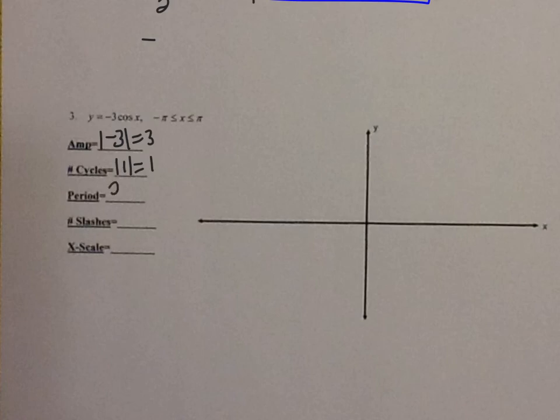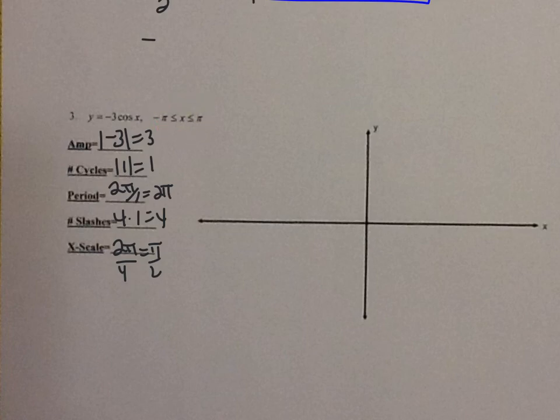The period is 2 pi over 1, which is 2 pi, which means I will see one complete cycle every 2 pi. The number of slashes is 4 times 1, which is 4. And my x scale would be 2 pi over 4, which would be pi over 2. All right, so now since I'm graphing from negative pi to pi, that's still a 2 pi interval.